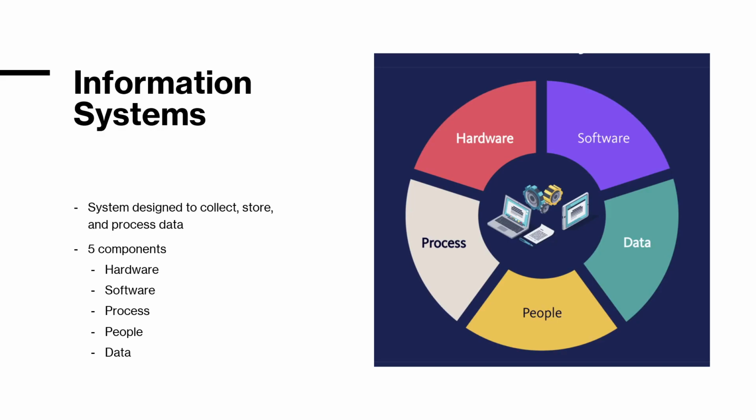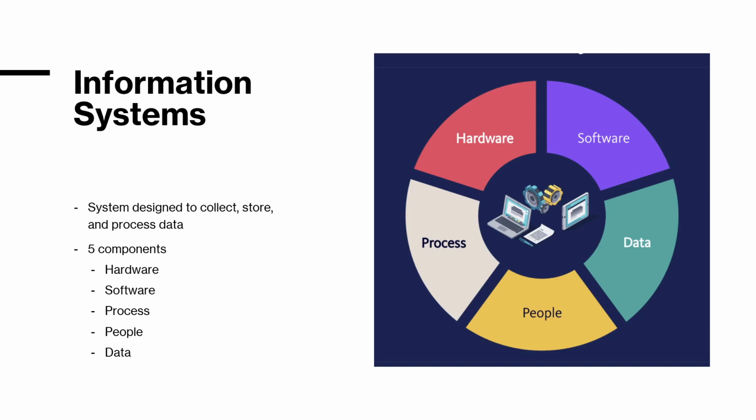So, information systems. Information systems are systems designed to collect, store, and process data. And there are five components of information systems: there's hardware, software, process, people, and data. So, hardware are the physical components that make up the information system, such as the computer or any kind of sensor that'll be collecting data.